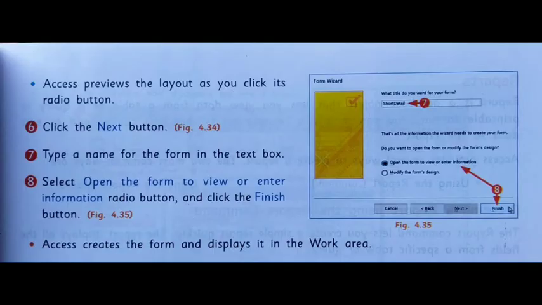Access previews the layout as you click its Radio button. Then click the Next button. In figure 4.34 you can see how to click the Next button. Then type a name for the form in the text box. Then select the Open the form to view or enter information Radio button and click the Finish button. Access creates the form and displays it in the work area.